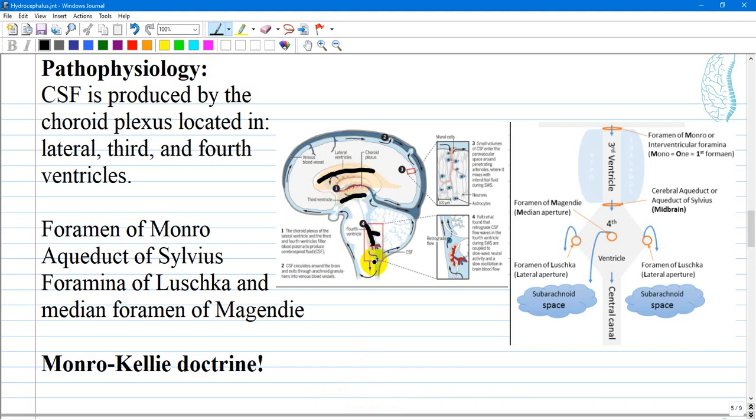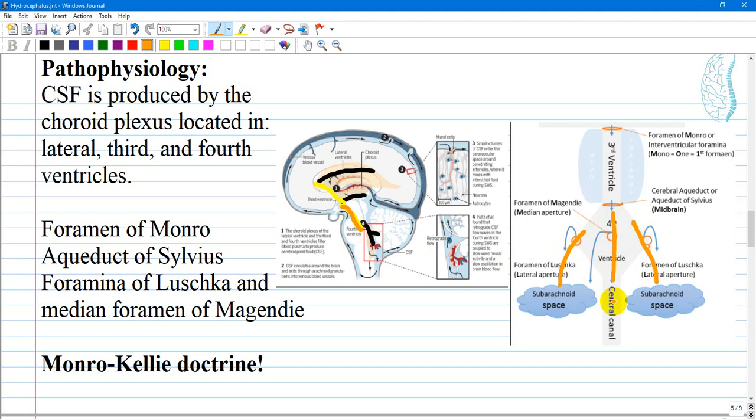Here they are located. It travels through the ventricular system from the lateral ventricle to the third ventricle via the foramen of Monro, and from the third ventricle to the fourth ventricle via the aqueduct of Sylvius. It leaves the fourth ventricle through two lateral foramina of Luschka, as you see here, and the median foramen of Magendie to enter the basal cistern.